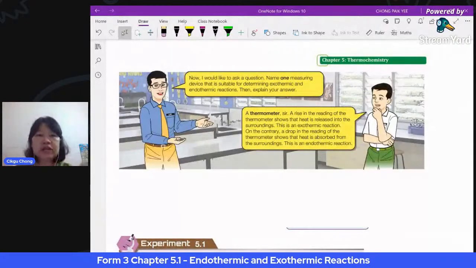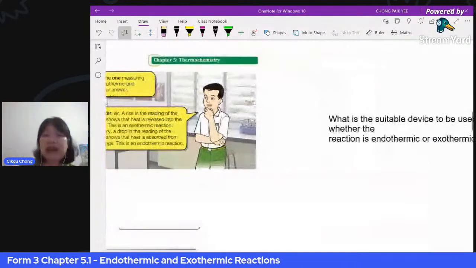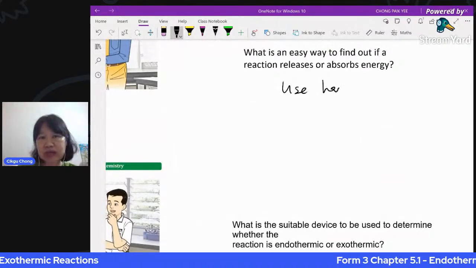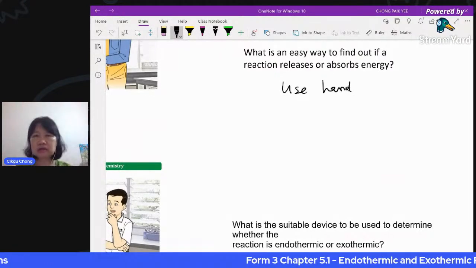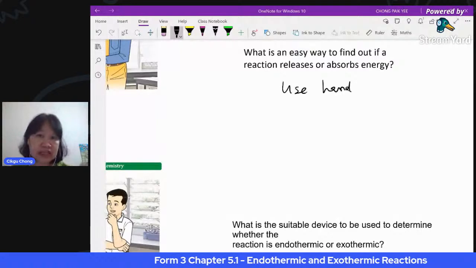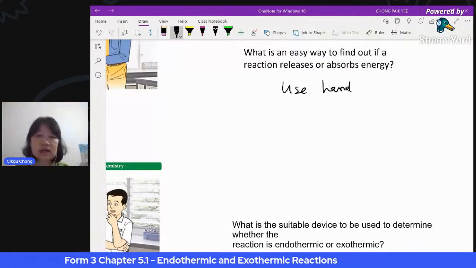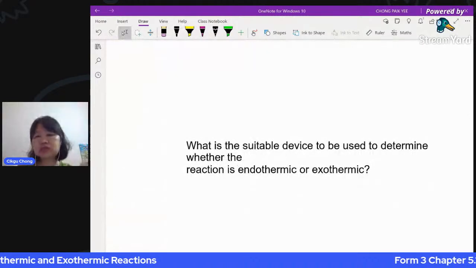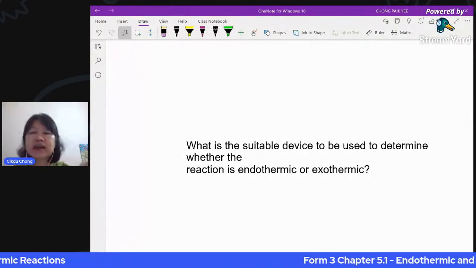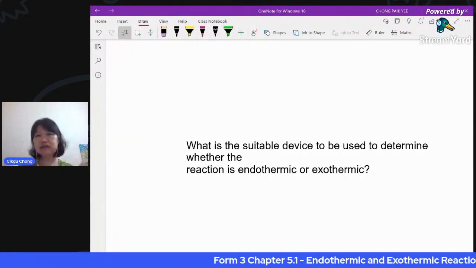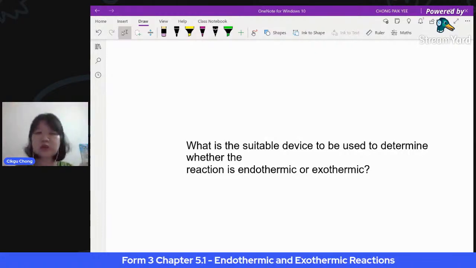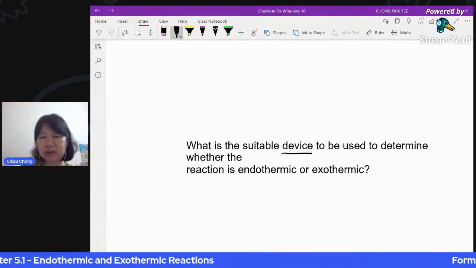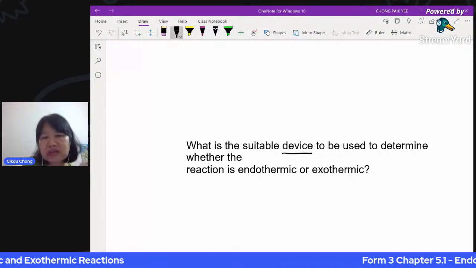Now you can use your hand in order to feel, but your hand is not a very reliable way of testing everything. What is a more reliable way? What is a suitable device to be used to determine whether the reaction is endothermic or exothermic? Your hand is not reliable because it's human, so you want a device. What is the device? Please answer this in your comment.